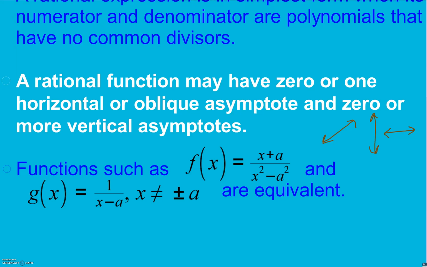Functions such as f of x equals x plus a divided by x squared minus a squared, and g of x equals 1 over x minus a, as long as x is not plus or minus a, are equivalent. G of x is just a simplified form of f of x.